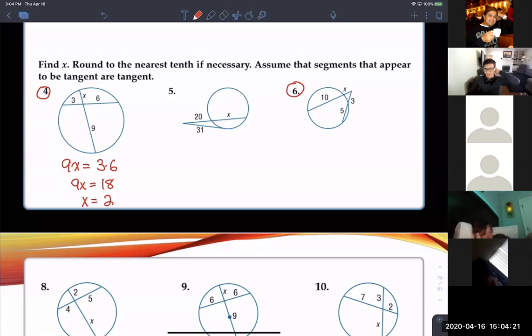Do we do it the same way we did the first one, number 4? No, remember it's on the outside. So it's piece to the circle times the entire segment equals piece to the circle times the entire segment. So it's piece to the circle, which is x, times the entire segment, which is x plus 10, equals piece to the circle, which is 3, times the entire segment, which is 8.